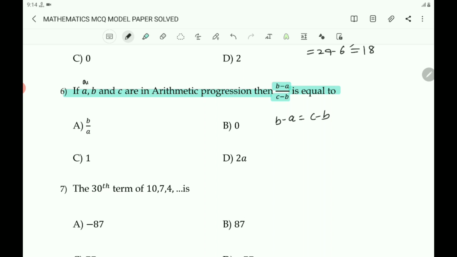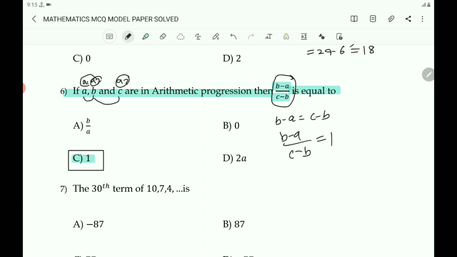Here you know that for A1, A2, A3, A2 minus A1 is equal to A3 minus A2. That is, A2 minus A1 means B minus A, and A3 minus A2 means C minus B. So the ratio (B minus A) by (C minus B) is equal to 1. Therefore option C, 1 is the answer. So note down the answer, option C: (B minus A) by (C minus B) is equal to 1, by using A2 minus A1 equals A3 minus A2.